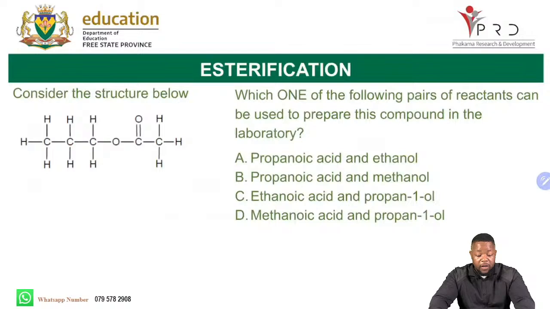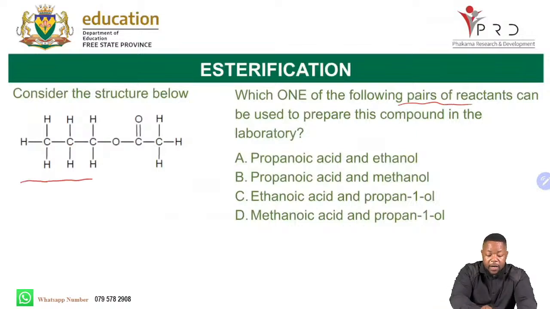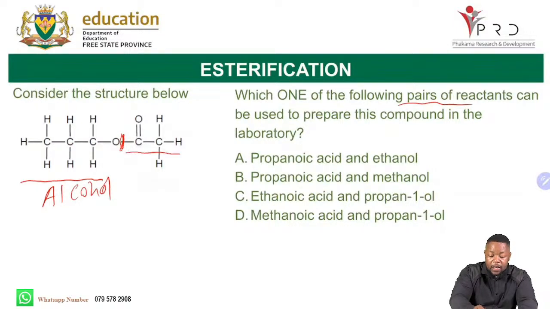Esterification. Let's look at the structure that is given there and answer the question, which says, which one of the following pairs of reactants can be used to prepare this compound in the laboratory? Now, if we look at the part of the structure on the left, and then we look at the ending here, we should be able to see that this part of the structure is coming from the alcohol. And this other part, because it is the carbonyl group, should be coming from the carboxylic acid.